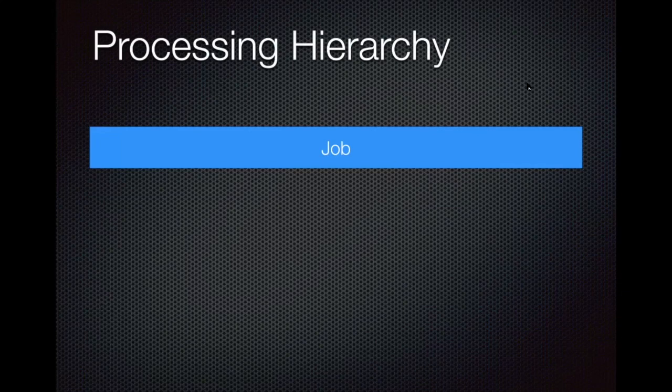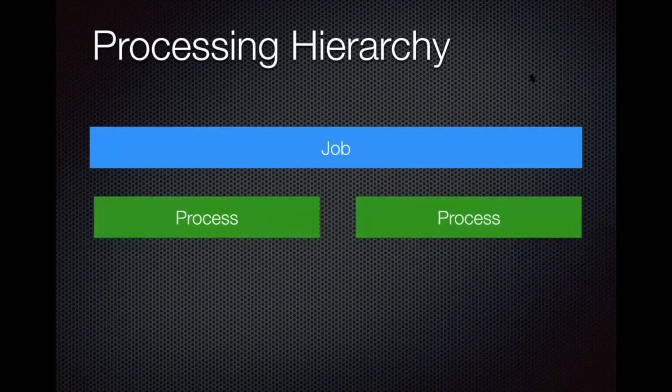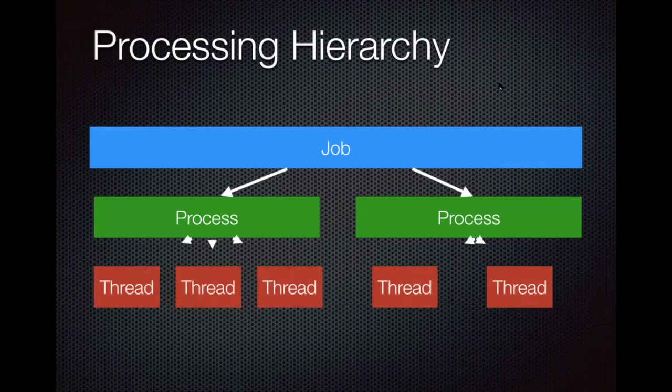There's a process manager within Windows that has this hierarchy set up, and there are two layers that are abstract and unique to Windows. The first one is job. There are jobs, and jobs contain processes in this hierarchy. And these processes, as you know, contain multiple threads. A job can contain multiple processes, and processes can contain multiple threads.